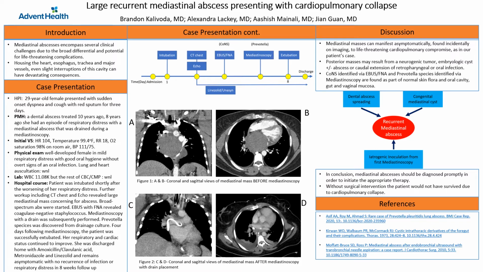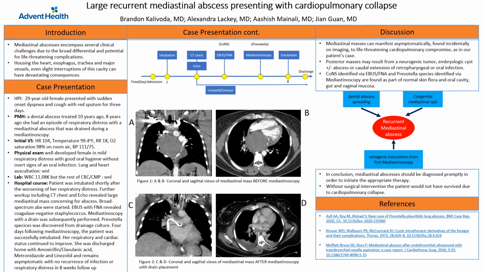Mediastinal abscesses encompass many different etiologies. Presentations are broad, ranging from asymptomatic, found incidentally on imaging, to life-threatening cardiopulmonary collapse, as in our patient's case. Anterior masses encompass the 4 T's: thymoma, teratoma, thyroid goiter or neoplasm, and terrible lymphoma. Posterior masses, like the one presented in our case, may result from a neurogenic tumor, hiatal hernia, aortic aneurysm, embryologic cyst, or abscess.